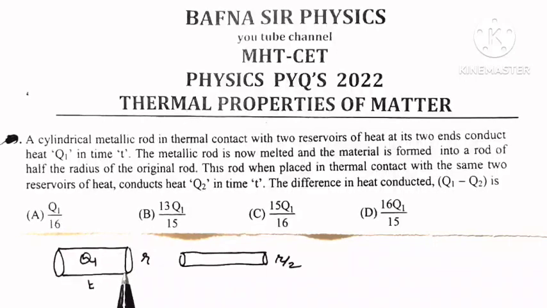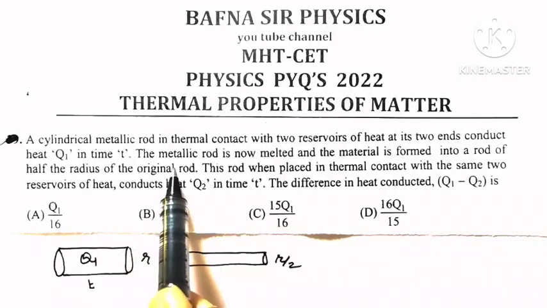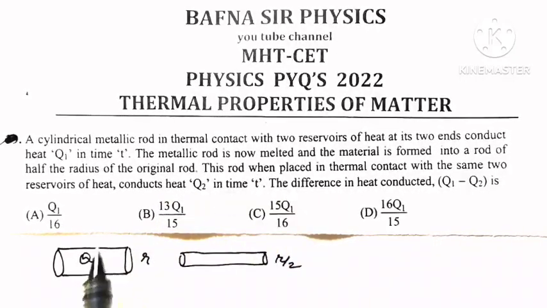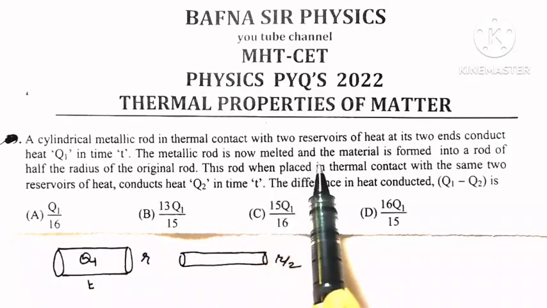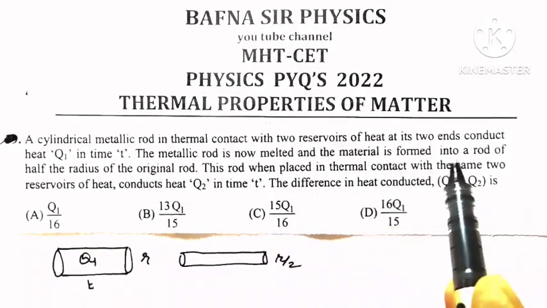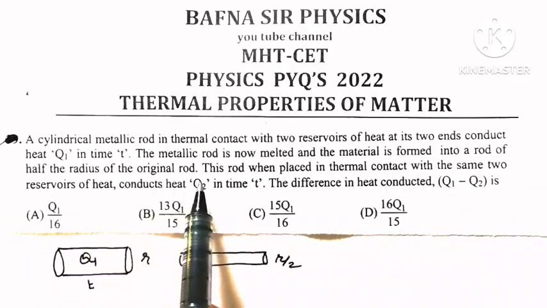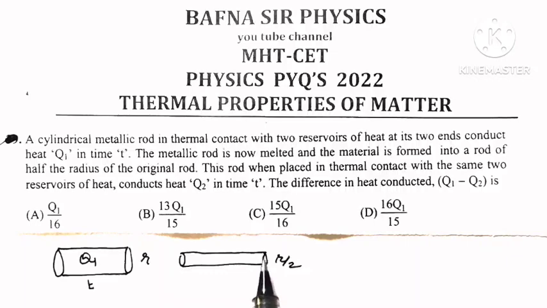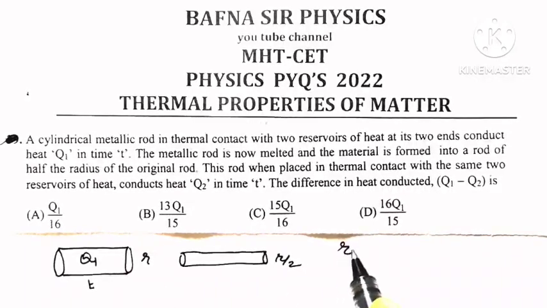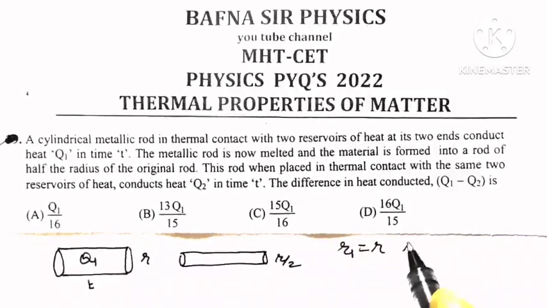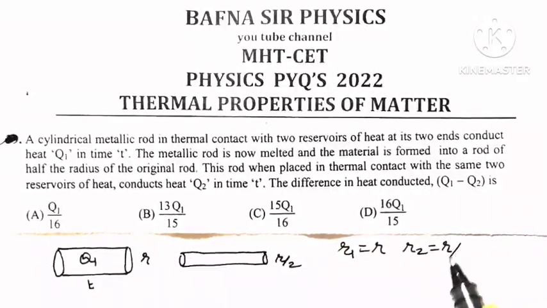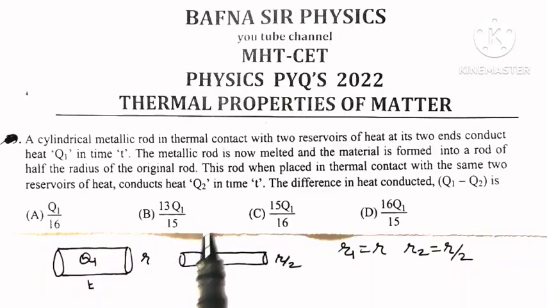of that wire. Now see, the metallic rod is melted and the material is formed into a rod of half the radius of the original rod. A new rod is formed whose radius is half the original rod. If I say R1 is equal to R, then R2 is equal to R by 2.